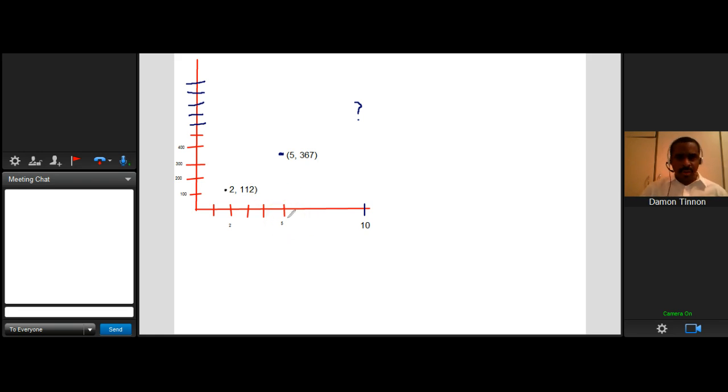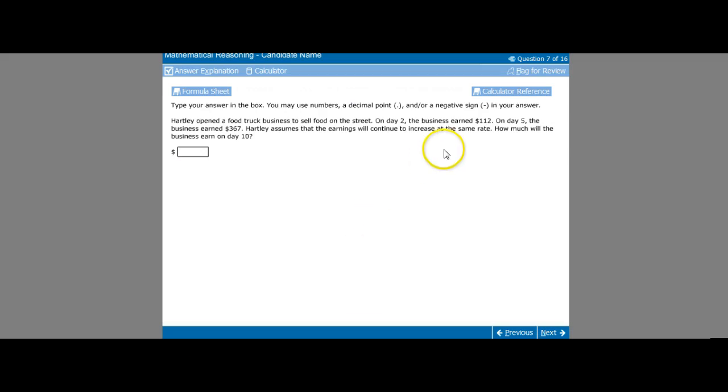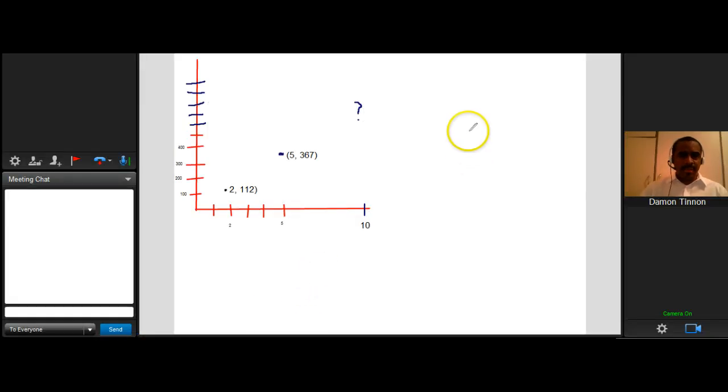The first concept it involves is the concept of a constant, because the problem says here that he assumes that the earnings will increase at the same rate. So that means at a constant rate the earnings will continue to increase. Because he has that assumption, that lets us know that we need to use the slope.